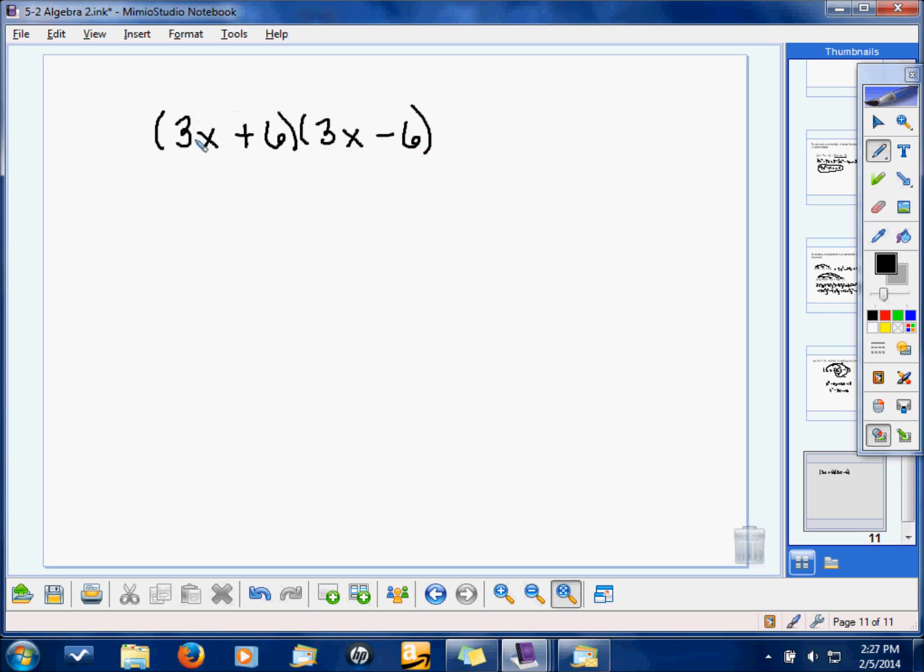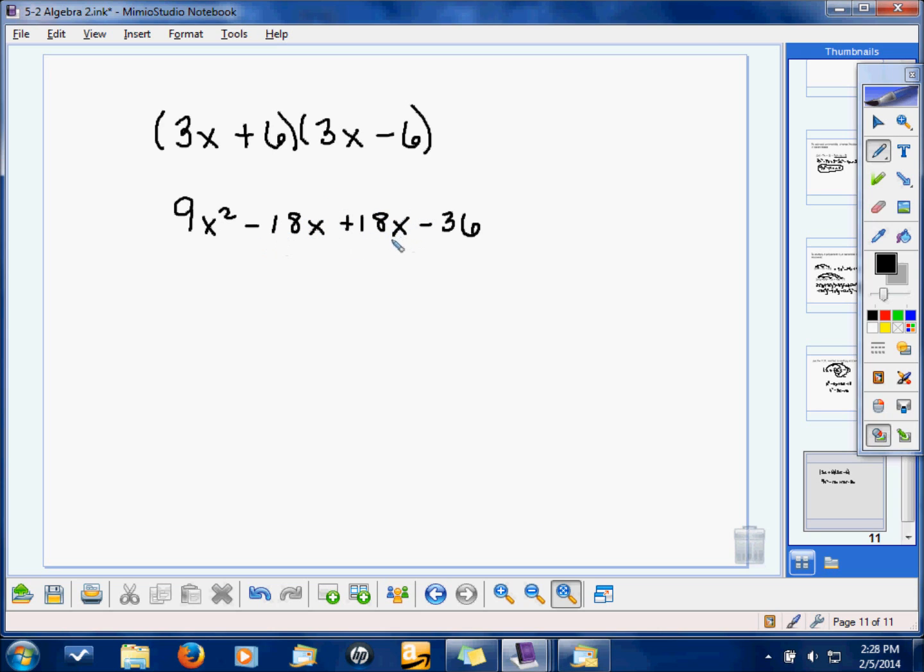Okay, so we want to do, first of all, this one times this one. That gives us 9x squared. Then we do this one times this one. Negative 18x. Then we do these inner ones and we get positive 18x, which is just fine. Then we do these last ones, negative 36. And when we go ahead and solve, what happens in here? They cancel each other out.